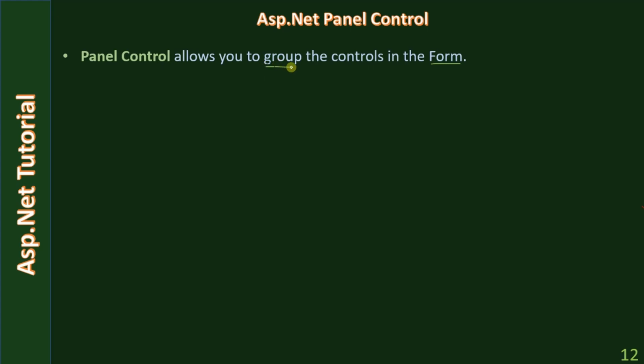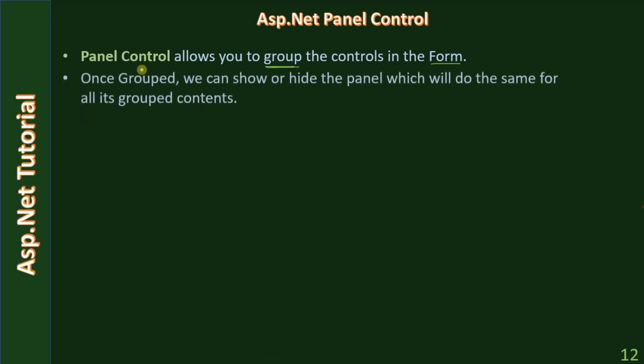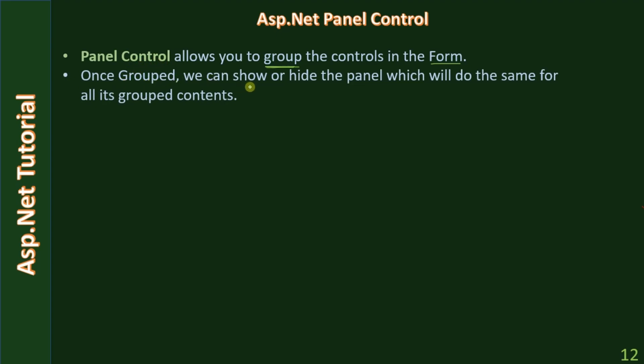So it groups the controls, and all controls belong to a single parent, and the parent will be the panel here. Once grouped, we can show or hide the panel, which will do the same for all its grouped content. So that's the biggest advantage of grouping the controls, right?